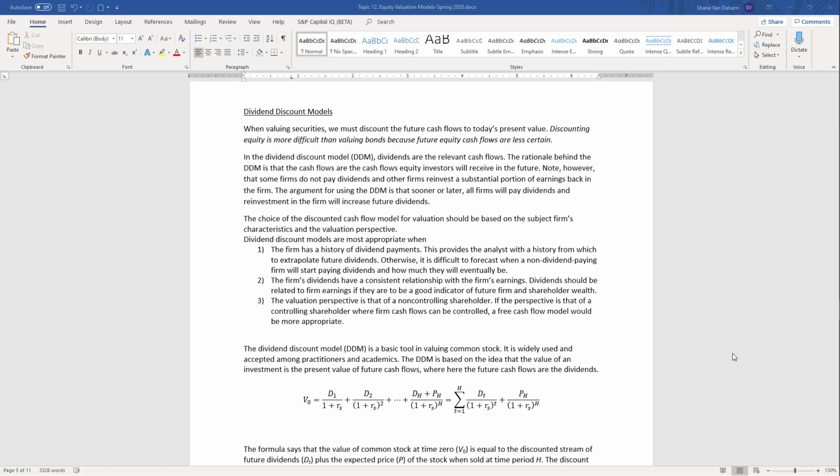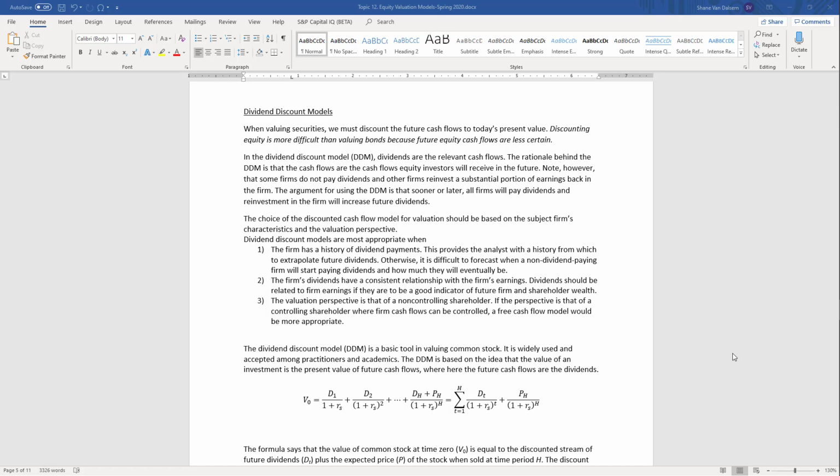It is more difficult to value equity than it is to value bonds because, first of all, we don't know those cash flows. Secondly, we don't know what the required rate of return is. We estimate that as well. When we look at a bond, we know what the required rate of return is because that's the yield to maturity that's publicly available for that bond. We don't know with stocks what that is because we can't ask all of the different investors in that stock what their required rate of return is.